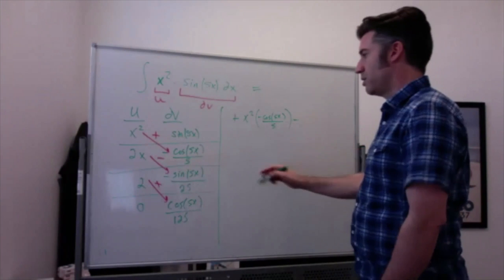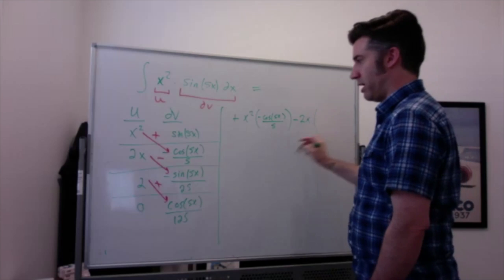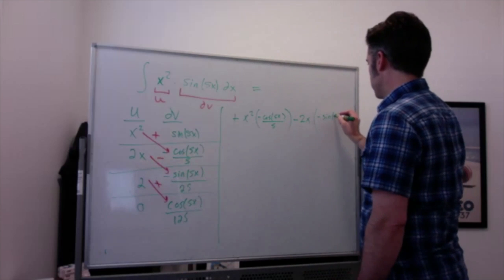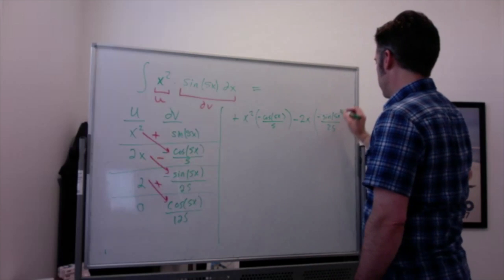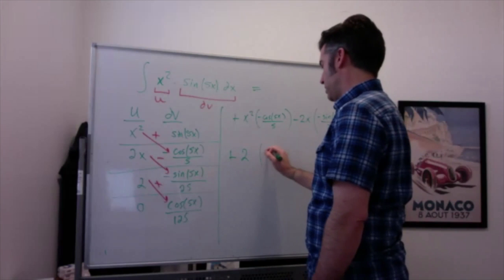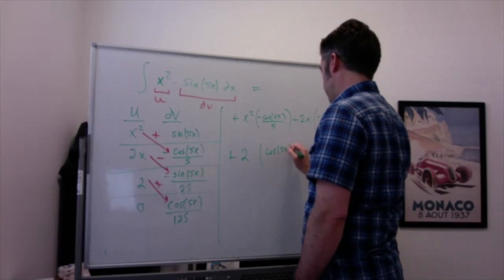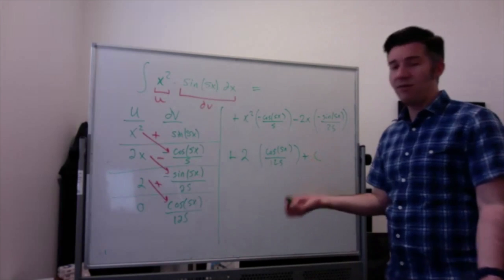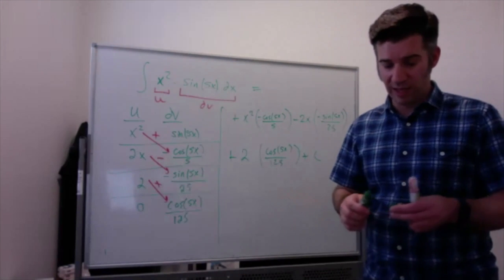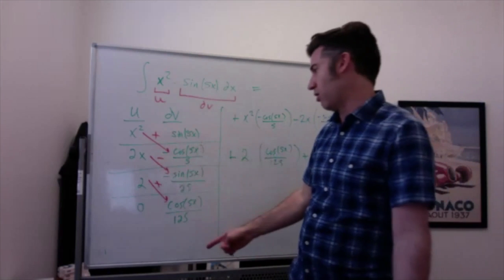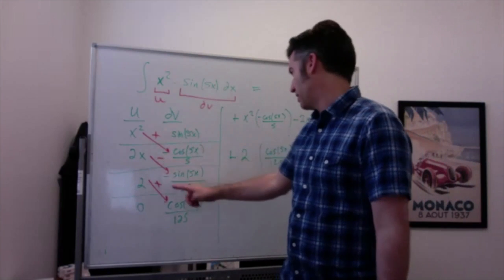Minus 2x times negative sine of 5x over 25. Plus 2 times cosine of 5x over 125. Plus c. Now, obviously, you could simplify this as you write it down, right? A plus times a minus is going to be a minus, or minus times a minus is going to be a plus.